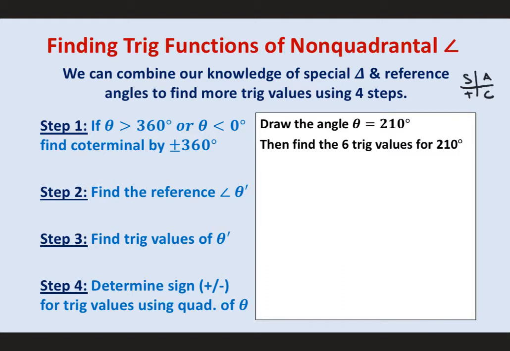All right, so we're going to combine our knowledge of special triangles and reference angles into 4 steps. If an angle theta is greater than 360 or less than 0, the first thing we do, like we did on that one angle where it was 1,000 and something, is add or subtract 360 to get back to 0 to 360. We always want to be between 0 and 360. Our second step is to find the reference angle. Once we've found the reference angle, we then find the trig values of our reference angle. These problems are intentionally set up to be 30, 60, 45-degree reference angles. If it's another number, you'd have to use a calculator. These are all problems you will do without a calculator.